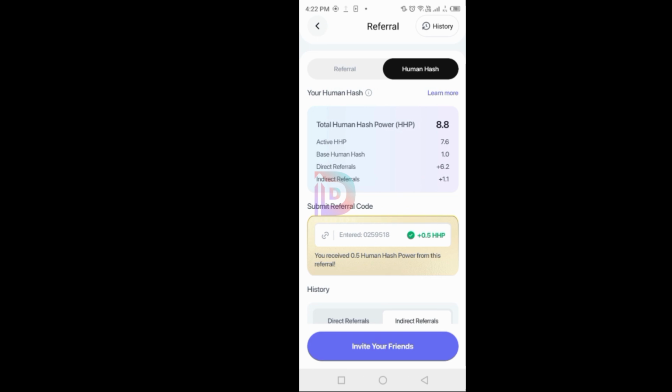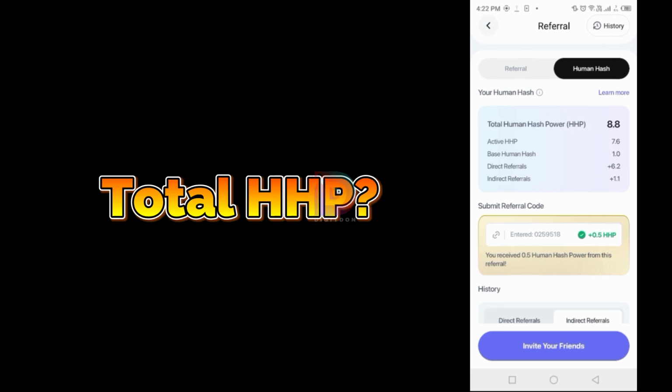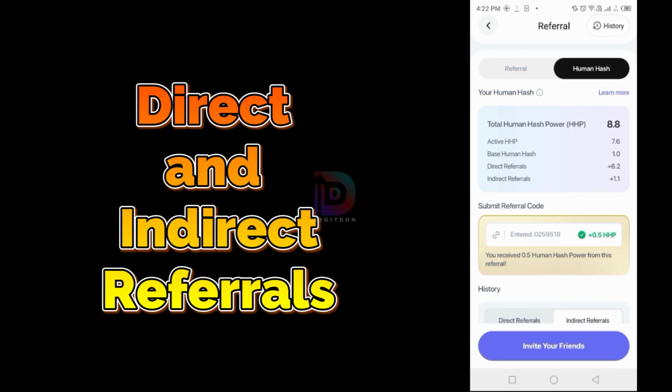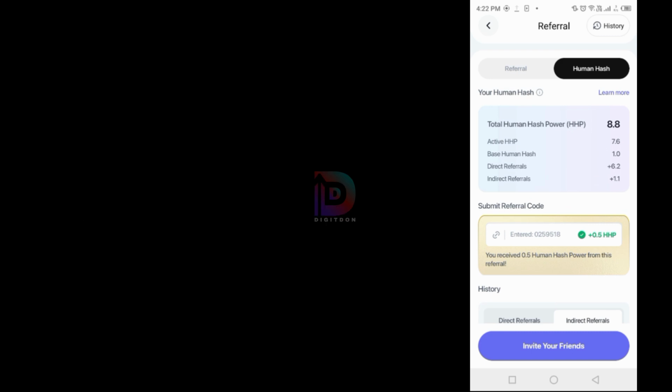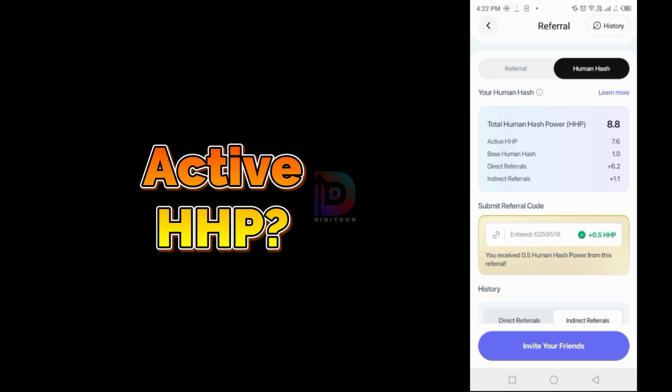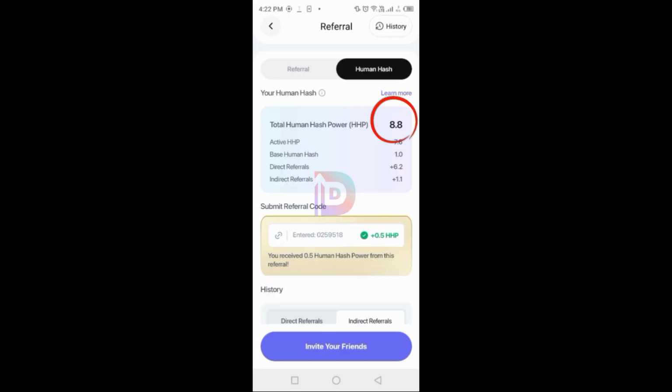Now that we've understood the concept of total HHP, we know what direct and indirect referrals are, what their contribution is in your total HHP, and what the base rate is. It's time to move ahead, and understanding active HHP will be much easier from here. In our case, we had 8.8 HHP, but for this mining session, were all of the direct and indirect referrals active? Did all of them mine when the airdrop appeared to them?